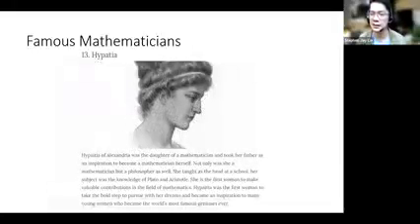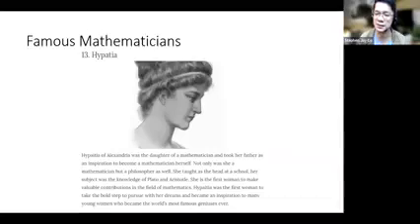Hypatia of Alexandria was the daughter of a mathematician, and took her father as an inspiration to become a mathematician herself. Not only was she a mathematician, but a philosopher as well. She taught as the head of a school. Her subject was the knowledge of Plato and Aristotle. Hypatia was the first woman to take a bold step to pursue her dreams and became an inspiration to many young women, the very first woman to step up as a mathematician.